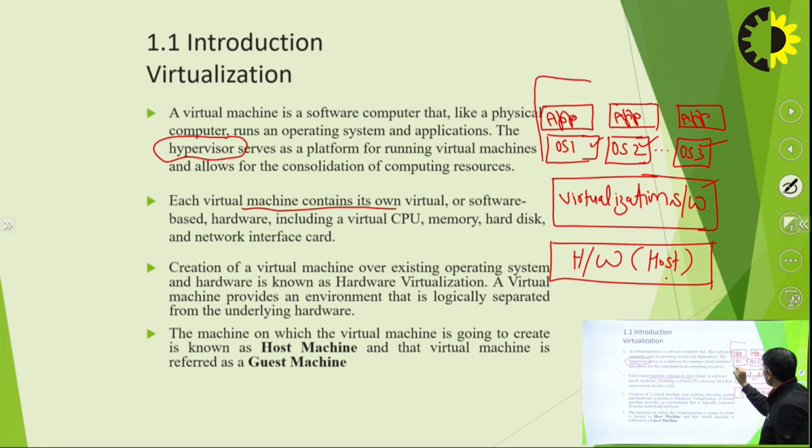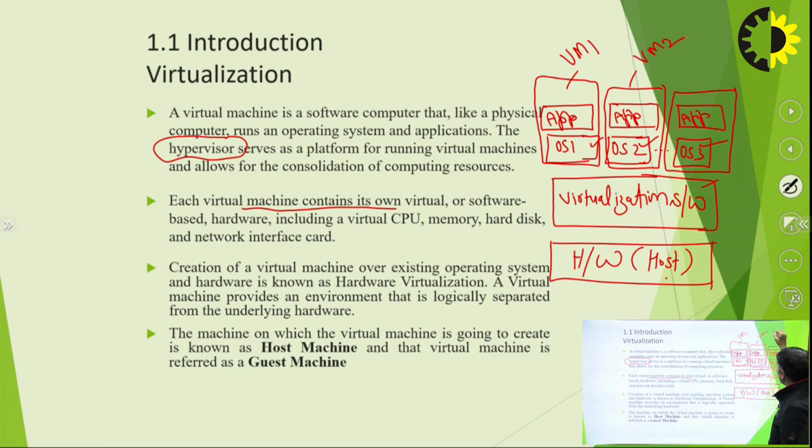Here is an OS with its applications, similarly here another package, and here the other package with OS 3 and other applications. These packages are known as VMs: VM1, VM2 and VM3, and so on. In this way we can create a number of virtual machines, enabling different operating systems to run concurrently, and each operating system represents a different virtual machine.